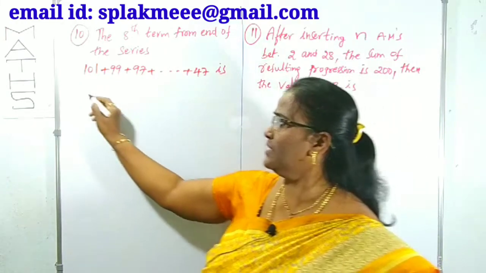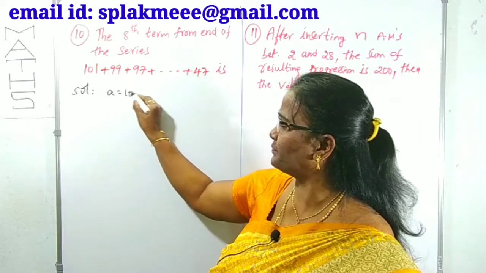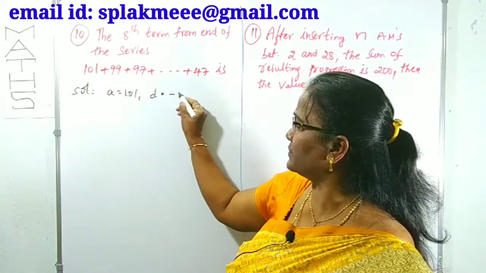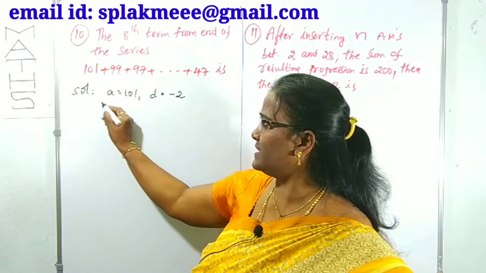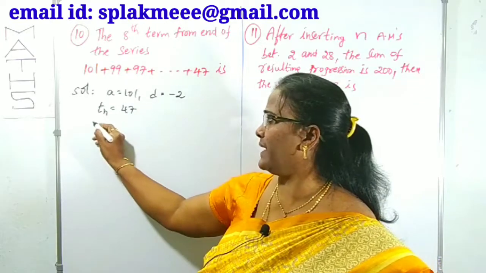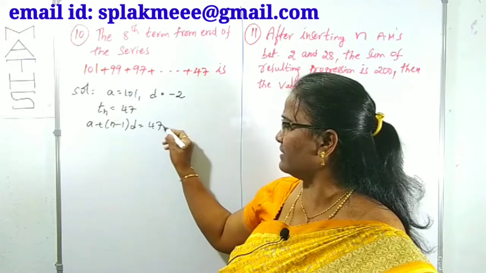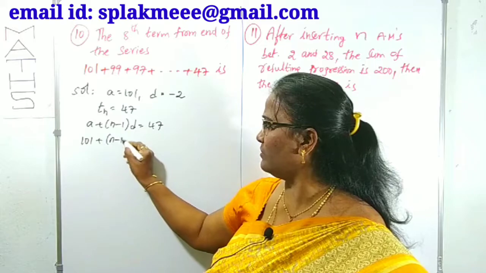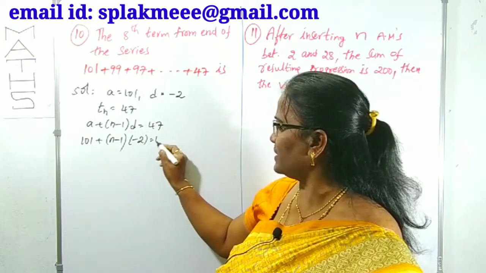Already the series is given. From the series, you know clearly the first term a is 101. The common difference is 99 minus 101, that is minus 2. And the last term is also given. What is the last term here? 47. That is, Tn is 47. You know Tn is a plus (n minus 1) into d, and 47 is given. You know the a value is 101 plus (n minus 1), n we don't know, we have to find out. d is minus 2, equals 47.